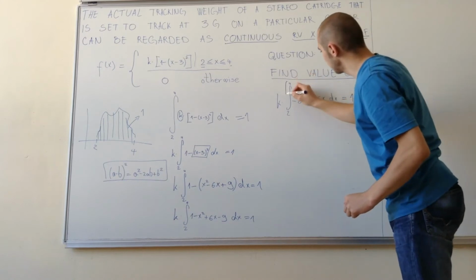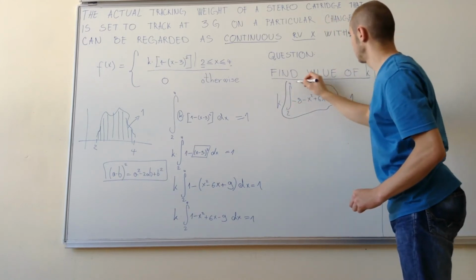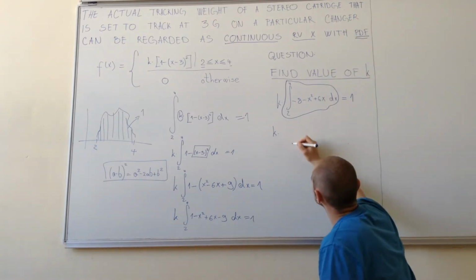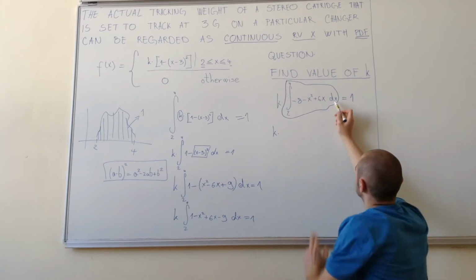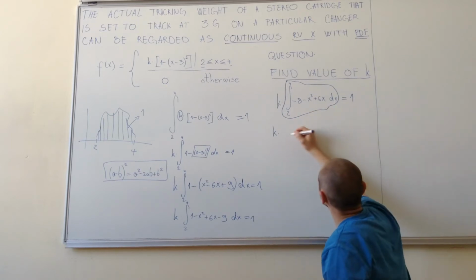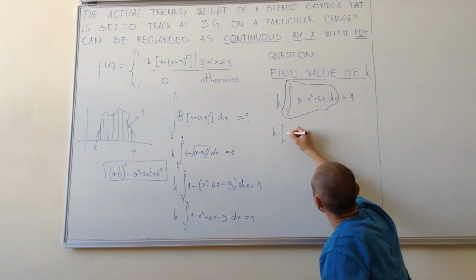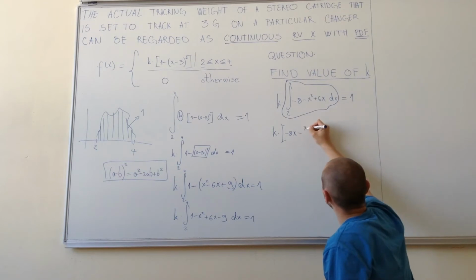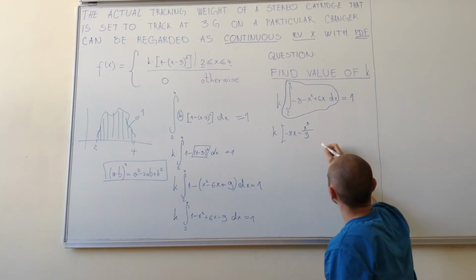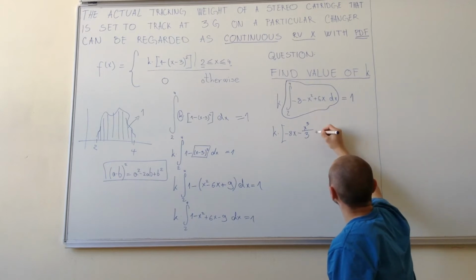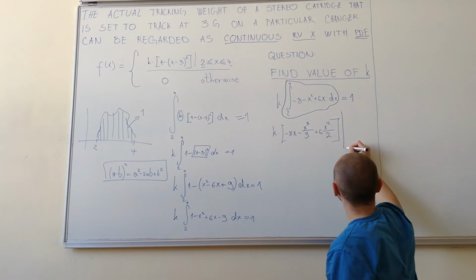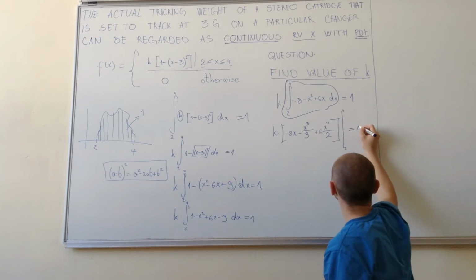So now we will integrate this part here with respect to x, of course. So now it will be k times, and now minus 8, with respect to x in this integral, will be minus 8x. Minus x squared with respect to x will be minus x cubed over 3. And plus 6x will be plus 6 times x squared over 2. And now everything will be, of course, in the limits of 2 and 4. And everything is still equal to 1.